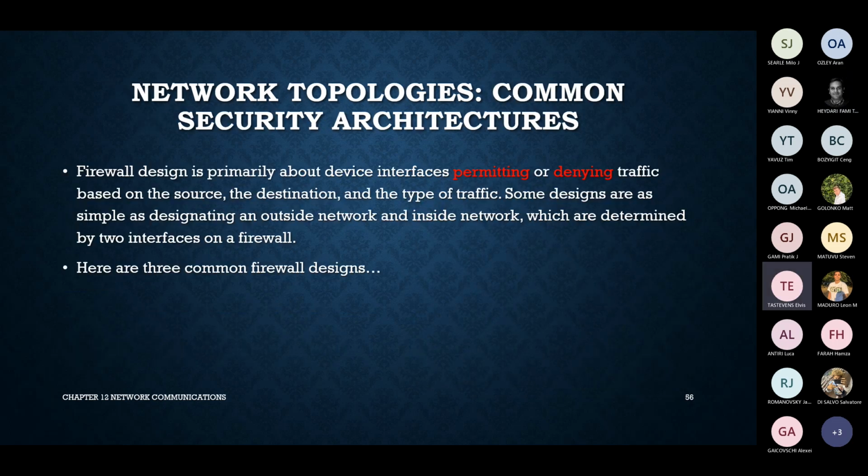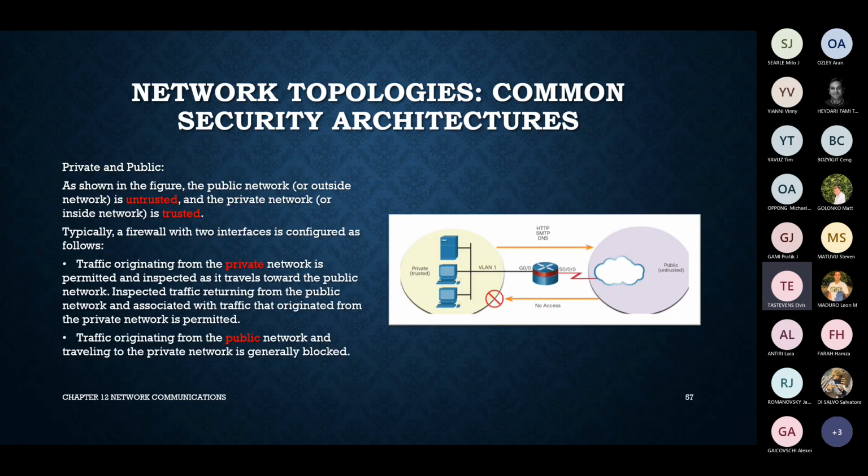So next up is common security architectures. It is firewall design that is primarily about device interfaces permitting or denying traffic based on the source, destination, and the type of traffic. Some designs are as simple as designating an outside network and inside network, which are determined by two interfaces on the firewall. So here are 3 common firewall designs, starting with the first one, private and public.